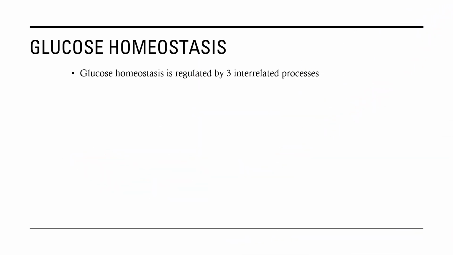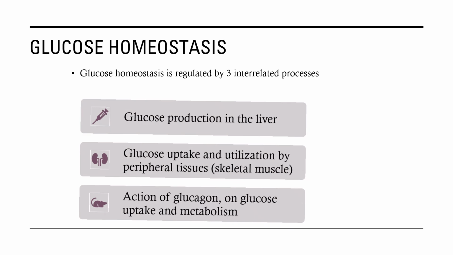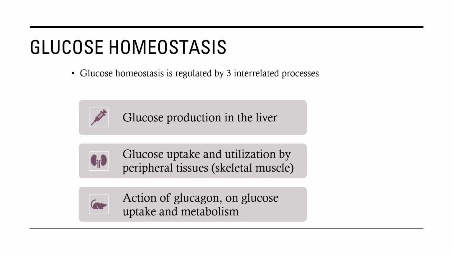Before we understand how type 1 and type 2 diabetes mellitus manifest in our body, it is important to understand the process of glucose homeostasis, or the functioning of glucose in our body. Now, glucose homeostasis is regulated by three interrelated processes. One is glucose production in the liver. The other is glucose uptake and utilization by the peripheral tissues, which is skeletal muscles, and the action of glucagon on glucose uptake and metabolism.